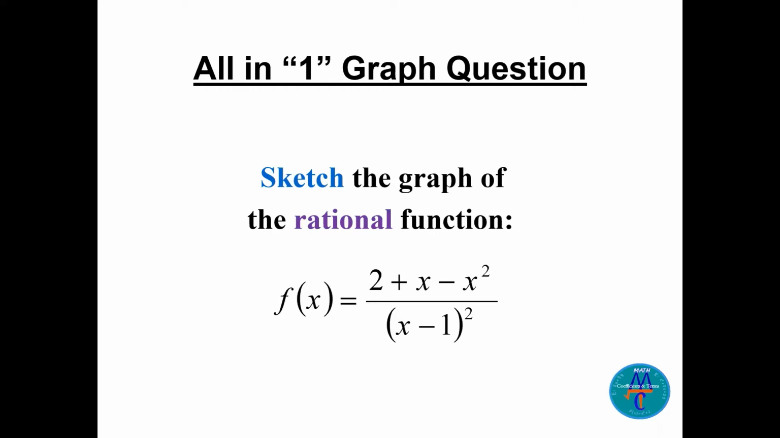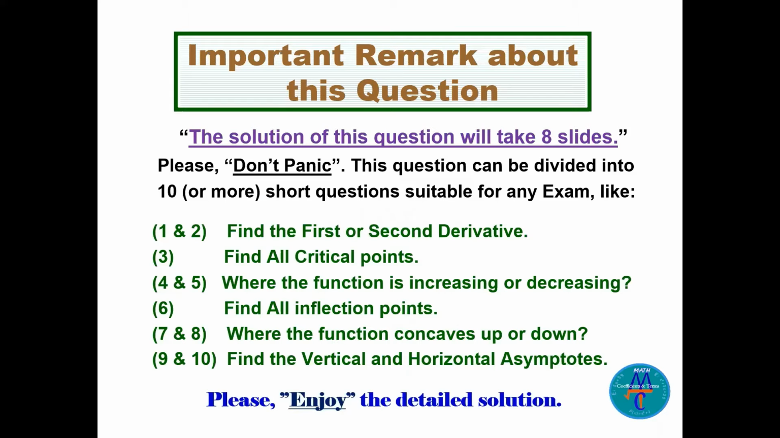Sketch the graph of the rational function f of x is equal to 2 plus x minus x squared, all divided by x minus 1 squared. So this is a rational function. It will take time to graph it completely. Let me give you an important remark about this question.